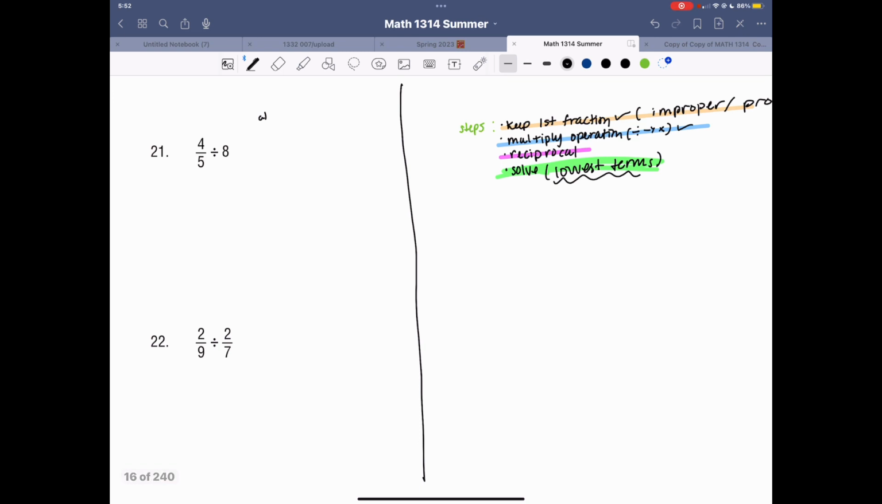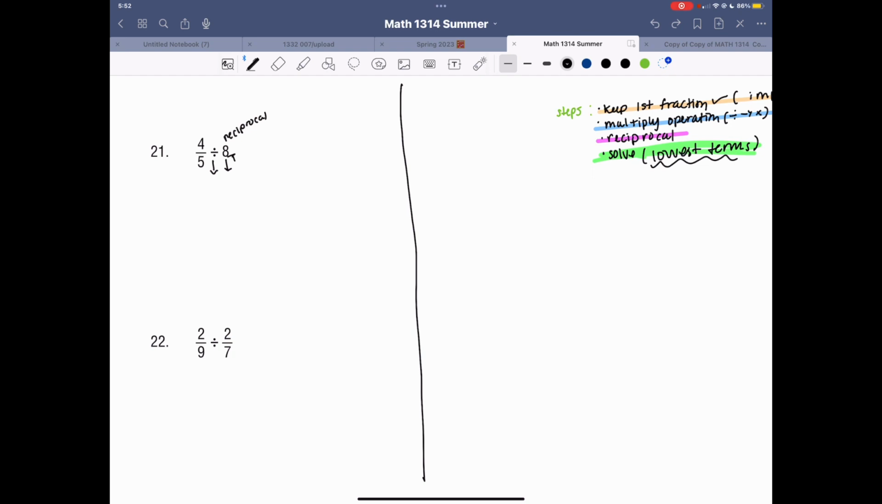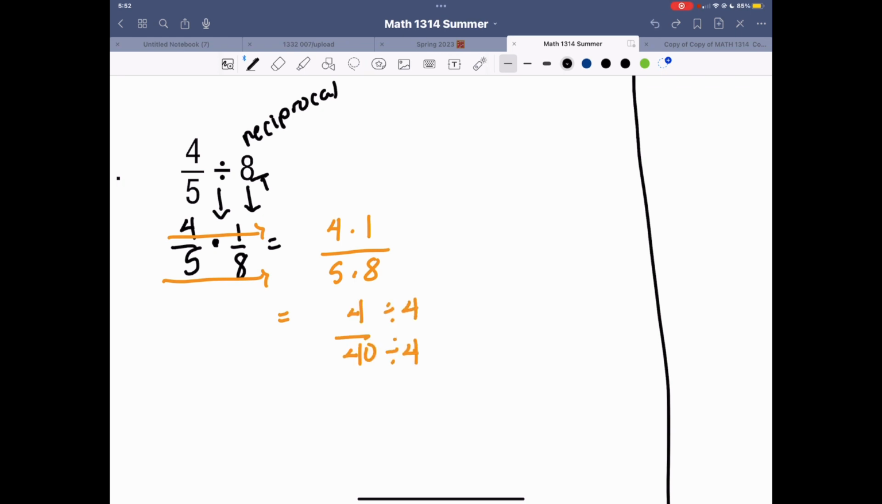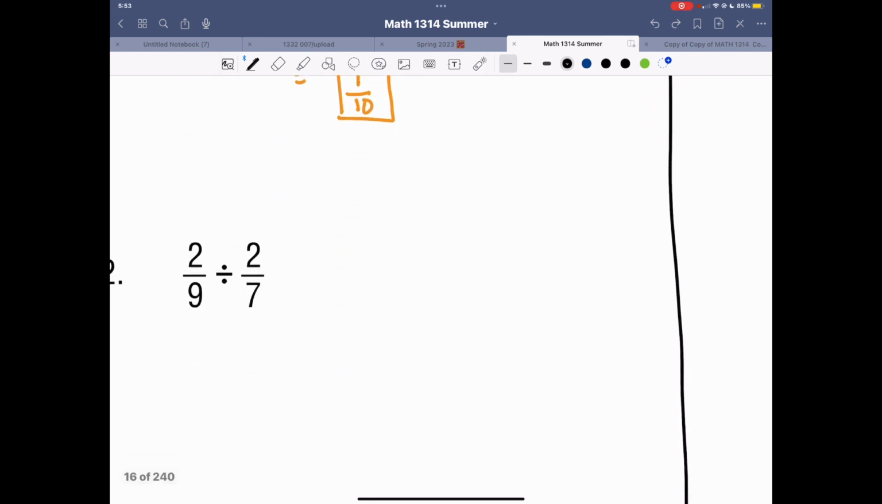So for number 21, you're keeping the first fraction. Right? Then the division becomes multiplication, and then you create the reciprocal. That's an 8/1. So I have 4/5 times 1/8. You multiply going across. So I get 4 times 1, 5 times 8. So I have 4/40. I can divide both of them by 4, and I just say 1/10. That's my answer in lowest terms.